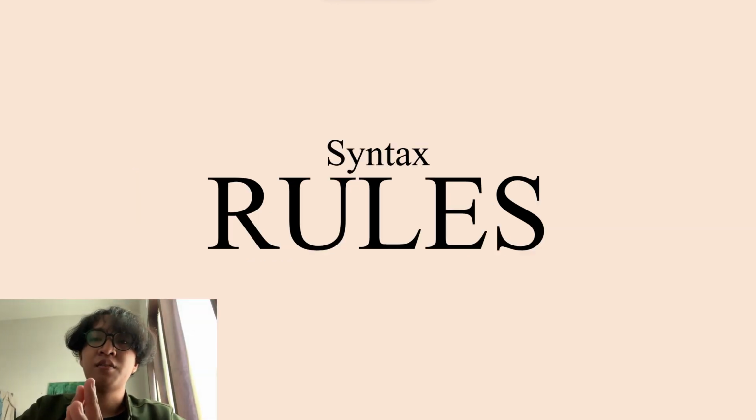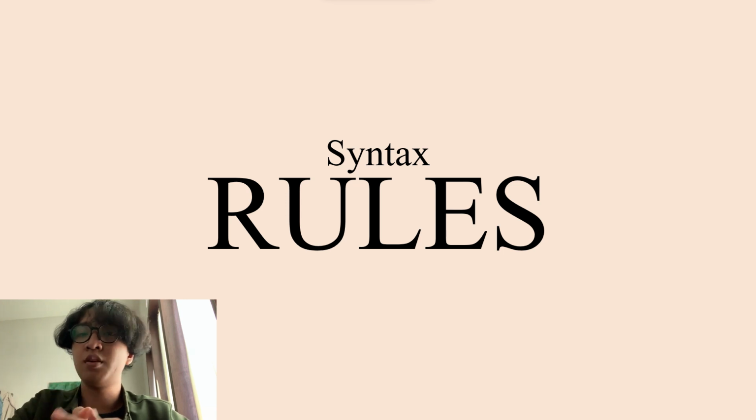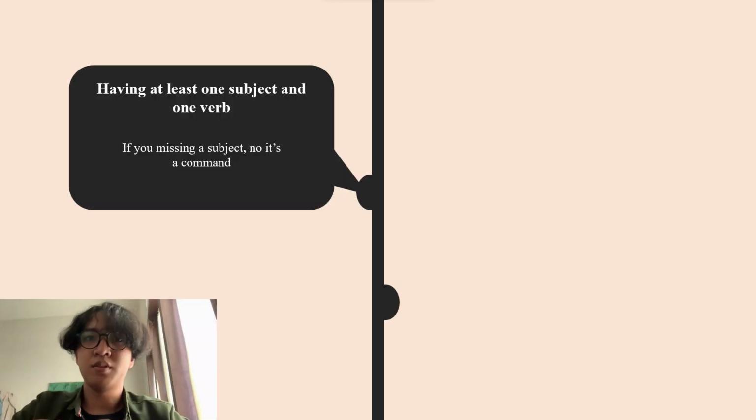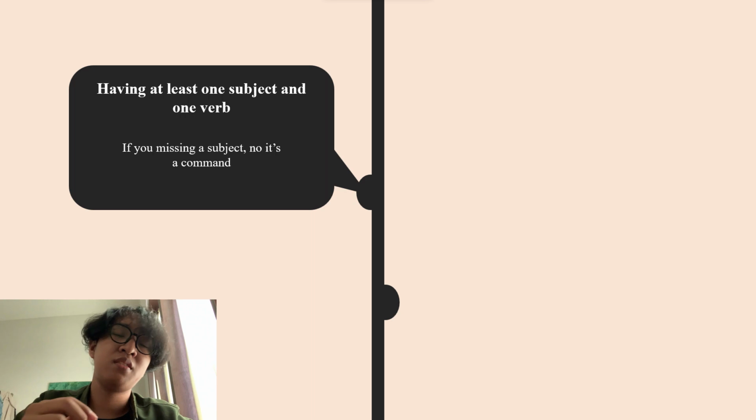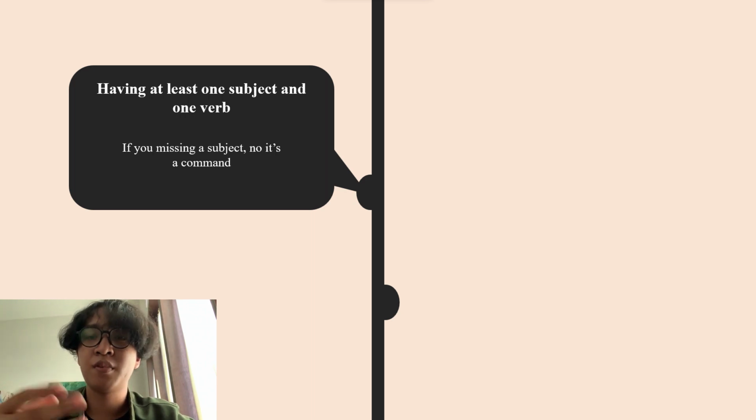Syntax also has a few rules, but don't worry about it, it's not going to be very interrogating. The first one is obviously that you need at least one subject and one verb. What does it mean? To make a sentence, you obviously need a subject, because if you don't have a subject, that's a command, often found in a phrase.